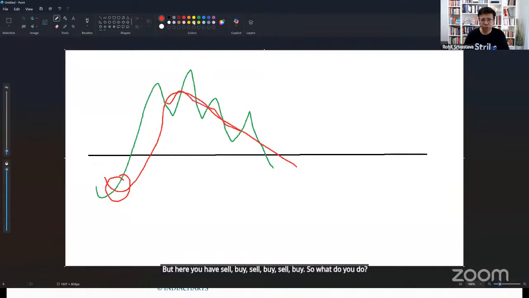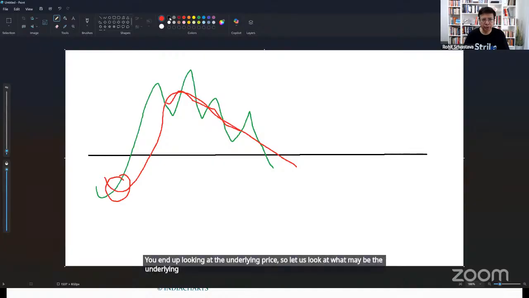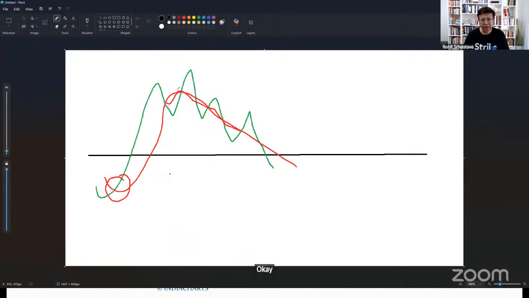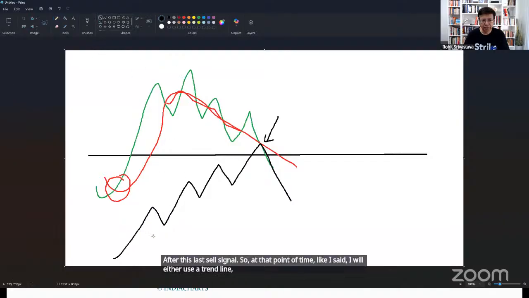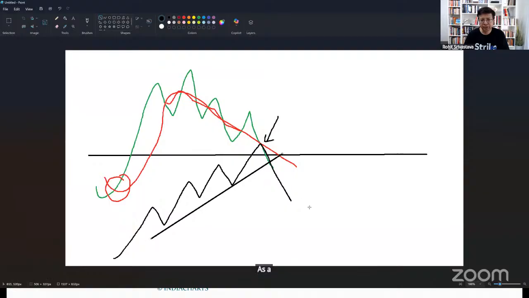So what do you do? You end up looking at the underlying price. So let us look at what the underlying price may be doing. Okay. And what the underlying price throughout this will be doing is higher high, higher high, and then actually it will break down after this last sell signal. So at that point of time, like I said, I will either use a trend line as a confirmation that the trend is breaking, not just the momentum alone. And second is I can also use an average.